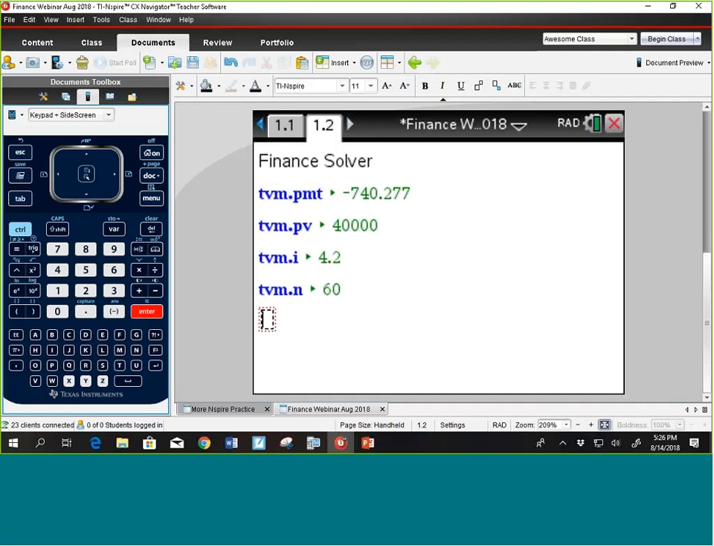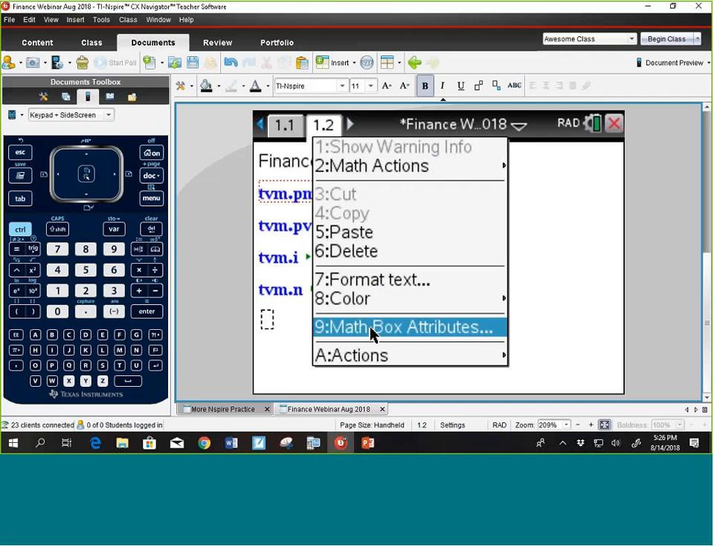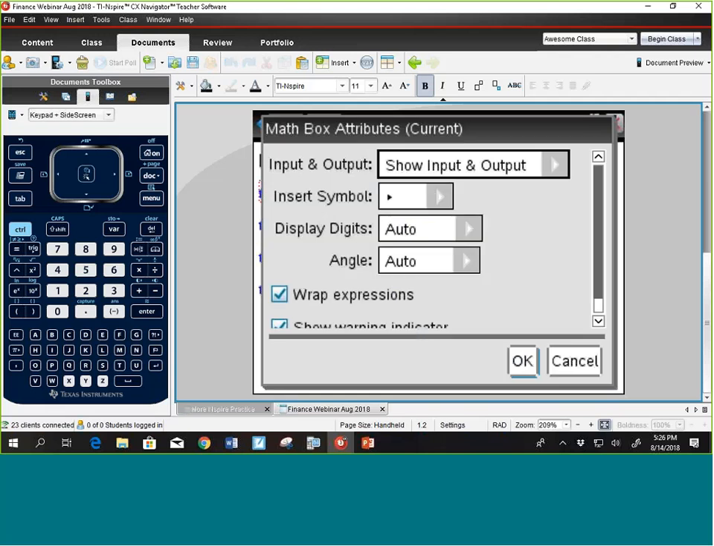So that gives me some information that I can now see on my screen, and I can even go in and change some things, and I can add some text to it if I wanted to. One thing I don't know if you guys know, but you can come in here and edit this. This is a math box. Because of that red dotted box around it, it has some attributes. And you're able to go and change some things if you wanted to.